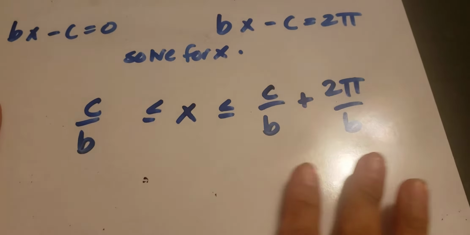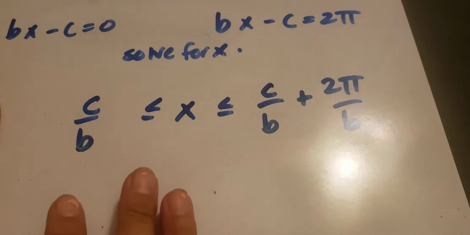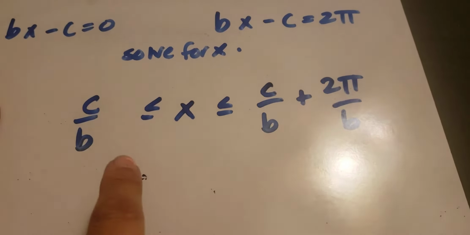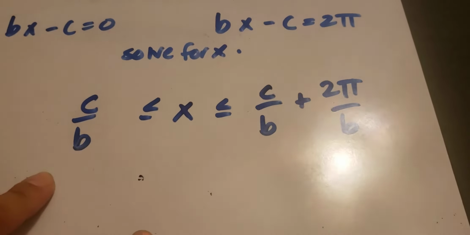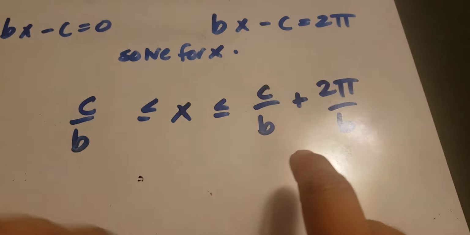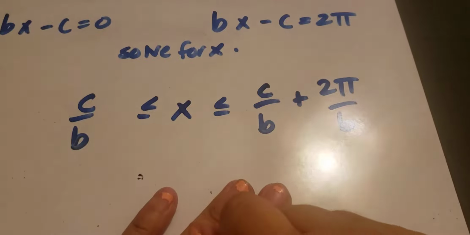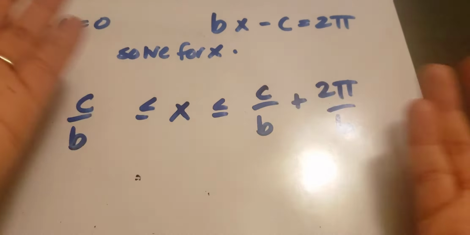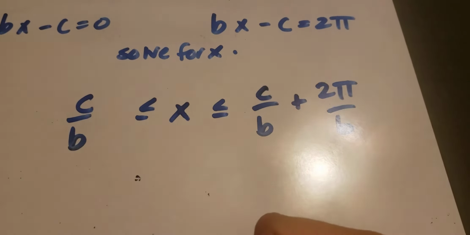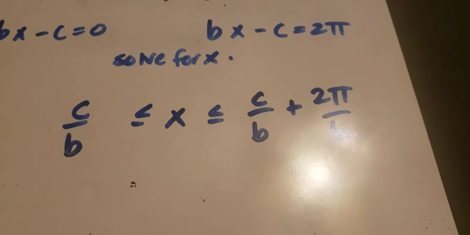So to get your domain, this is kind of like the basic formula. C over B is going to be our minimum, and our maximum is going to be C over B plus 2 pi over B. Okay? Probably doesn't make any sense now, but it'll make sense in a minute. Okay? All right, let's go straight to our first example.